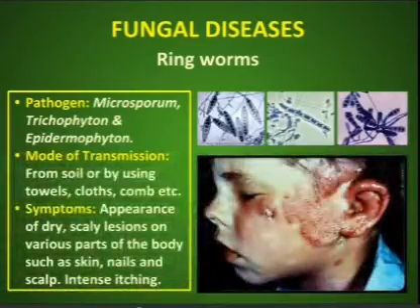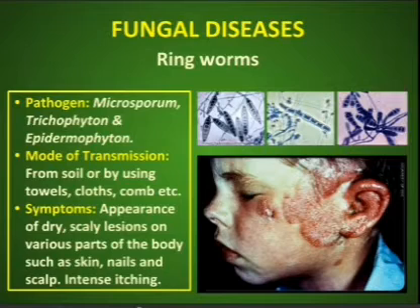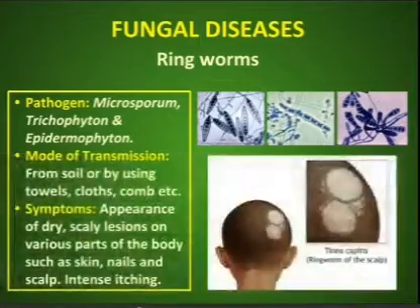There are certain fungal diseases such as number 1, ringworm. It is caused by certain genera of fungi such as Microsporum, Trichophyton, and Epidermophyton. It is spread from soil, and by using the towel, clothes, and comb of the infected person. Symptoms are the appearance of dry scaly lesions on various parts of the body such as skin, nails, and scalp. Intense itching is the most important characteristic of ringworm.